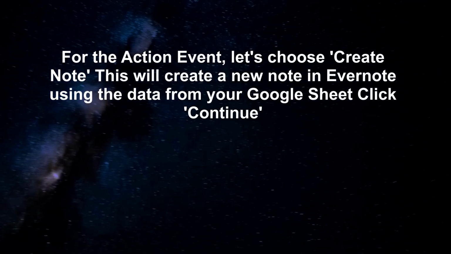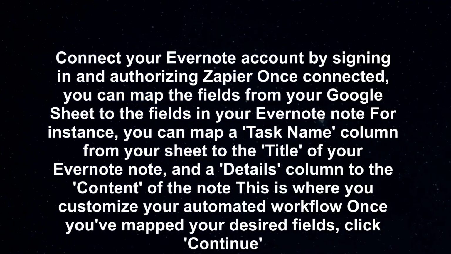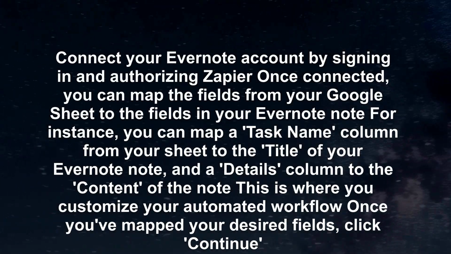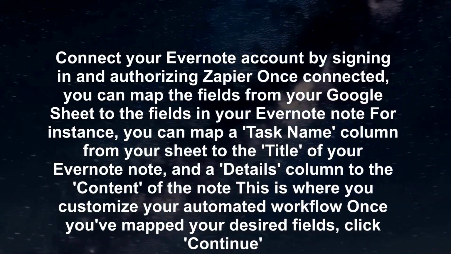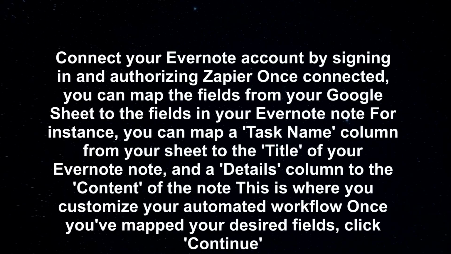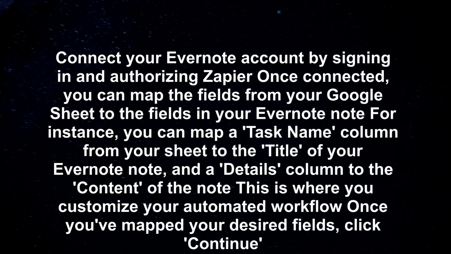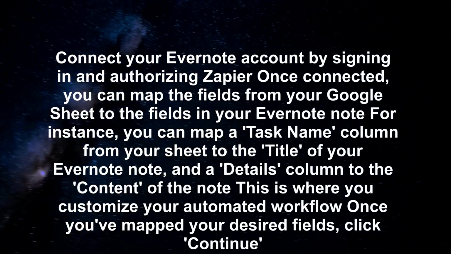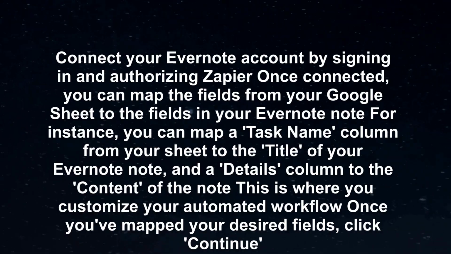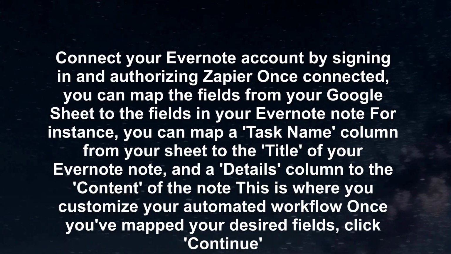Click Continue. Connect your Evernote account by signing in and authorizing Zapier. Once connected, you can map the fields from your Google Sheet to the fields in your Evernote note. For instance, you can map a task name column from your sheet to the title of your Evernote note, and a details column to the content of the note. This is where you customize your automated workflow.